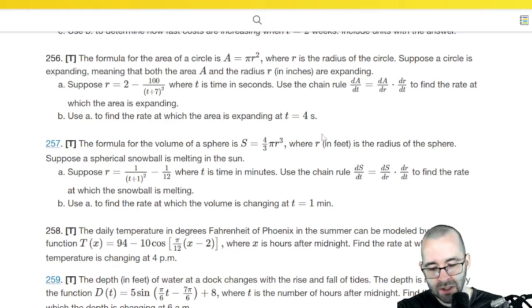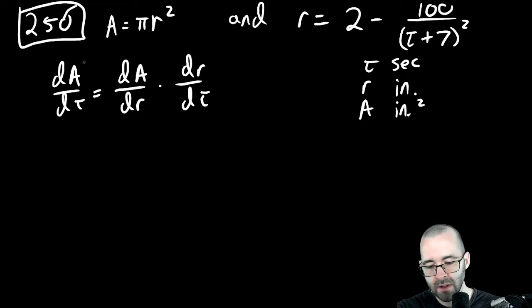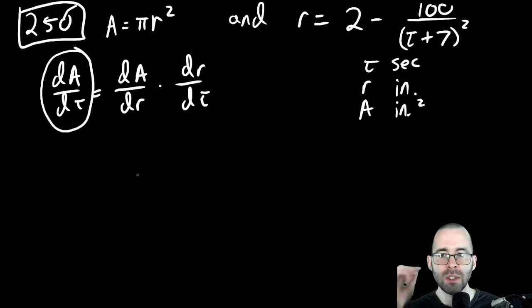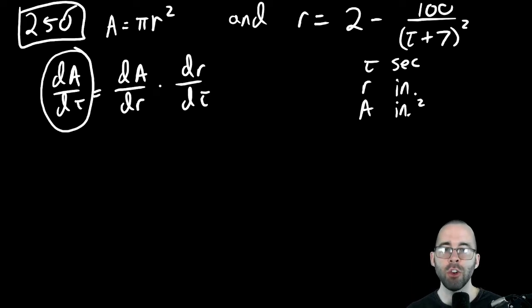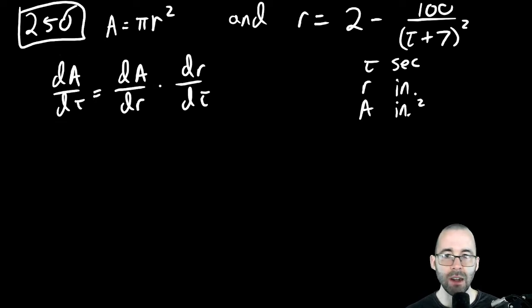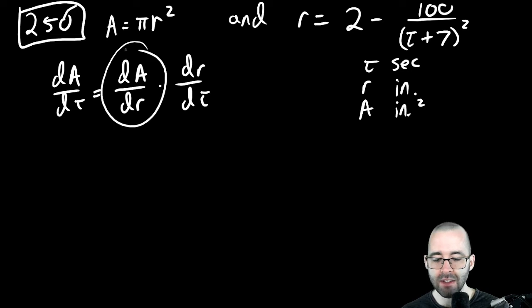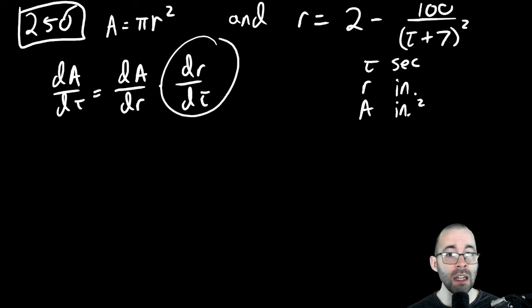Find the rate at which the area is expanding. This is the rate of change. What's dA dt? The derivative of the area function with respect to time. It's how the area function changes over time. This is how the area function changes with an increase in the radius. And this is how the radius changes with respect to time.